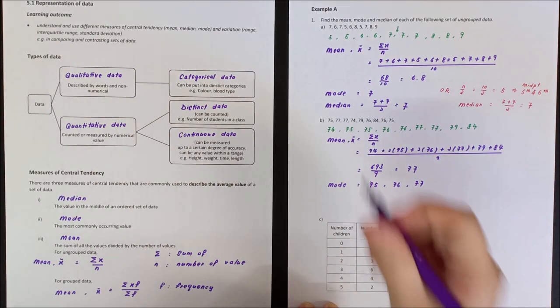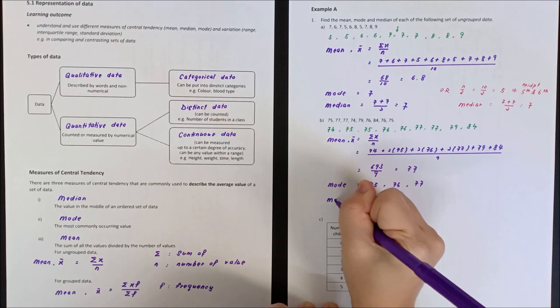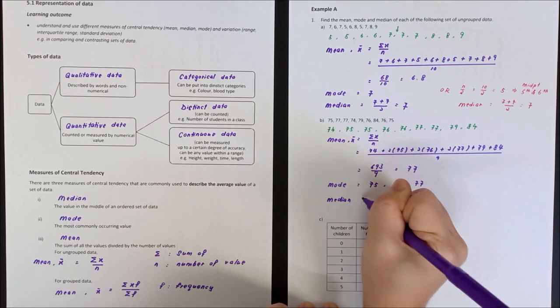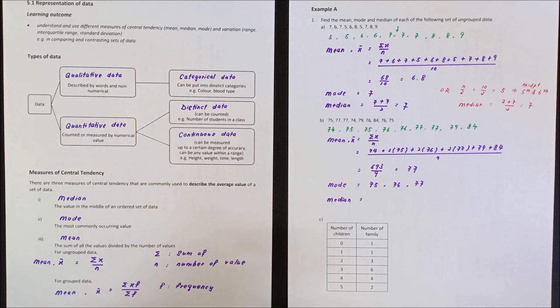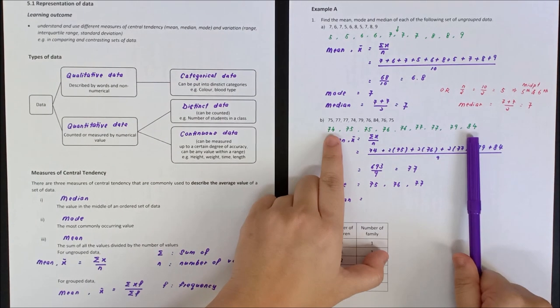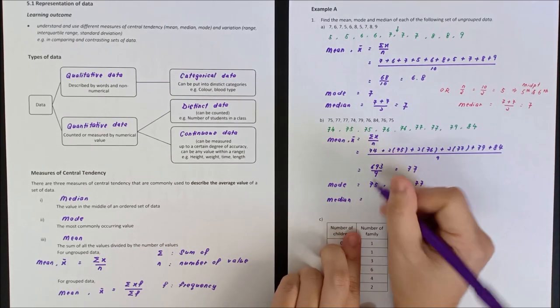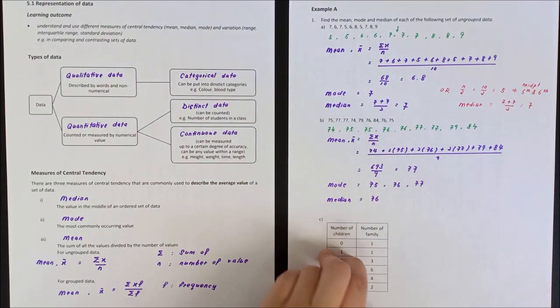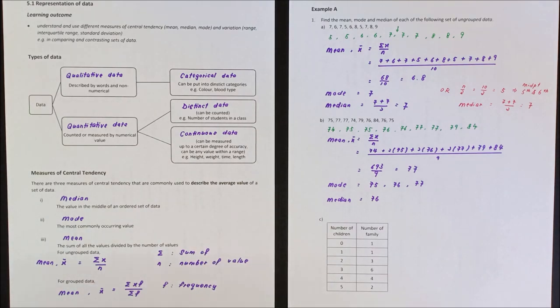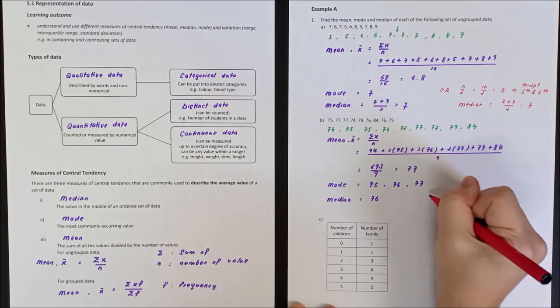Okay, next one, let's go to median. We're going to show this with the easier way first, the common sense way. So counting: last number, second, third, fourth. So this is in the middle, so that's why it's 76. Now if you are using the formula method, you can see it as well.